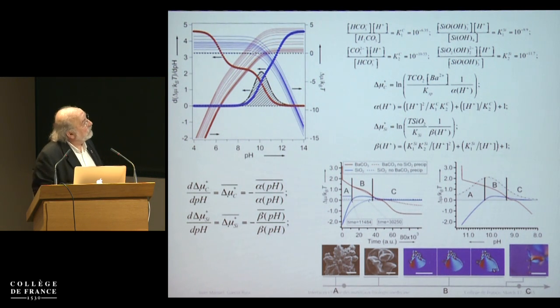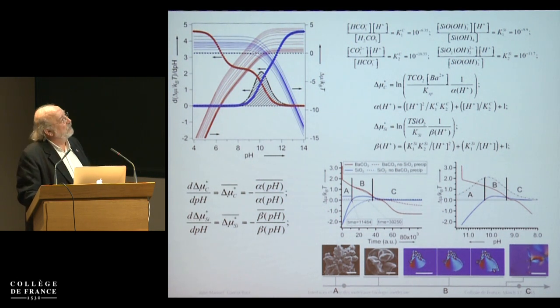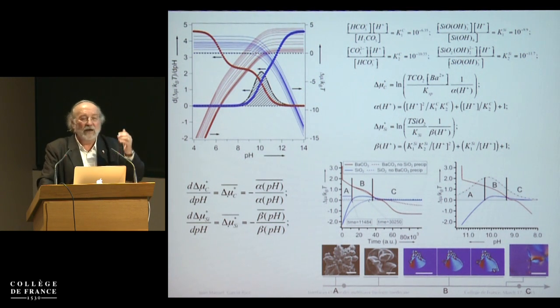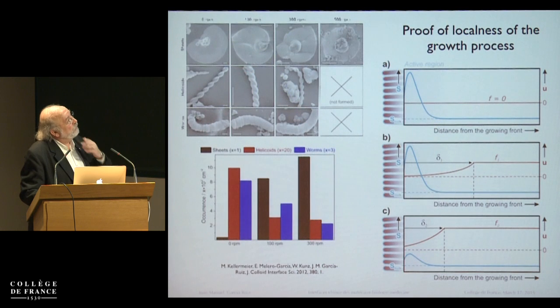The problem is that when we try to publish this, the referees say, yeah, this is interesting, but you have to measure. And to measure this in the growth front, because what we claim is that everything happens in the growth front. Why we know that everything happens in the growth front is because of this experiment.